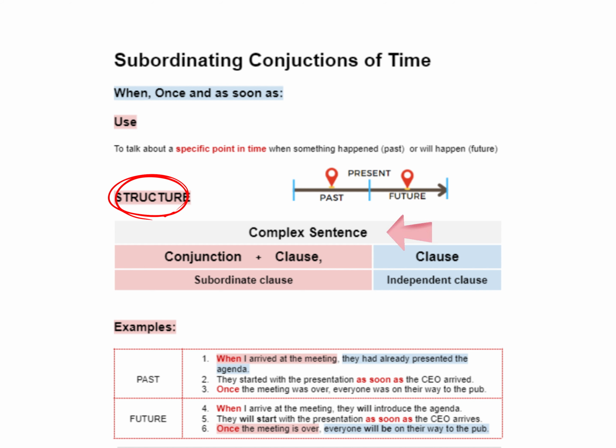A complex sentence is made up of a subordinate clause and an independent clause. As we can see here, a subordinate clause is made up of a subordinating conjunction and a clause. Let's see some examples. Examples referring to a point in the past.